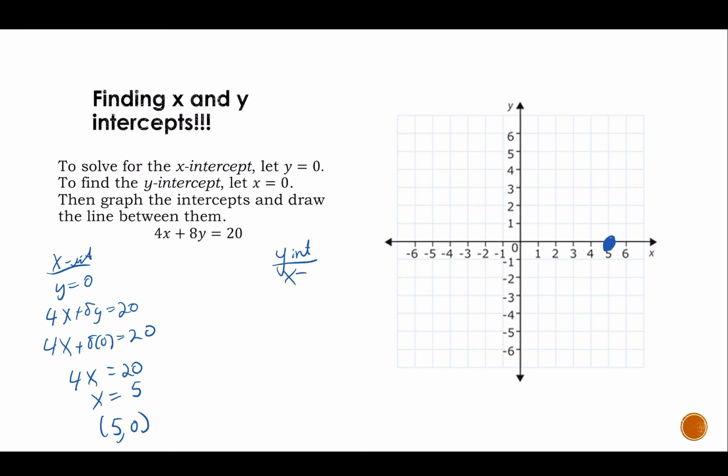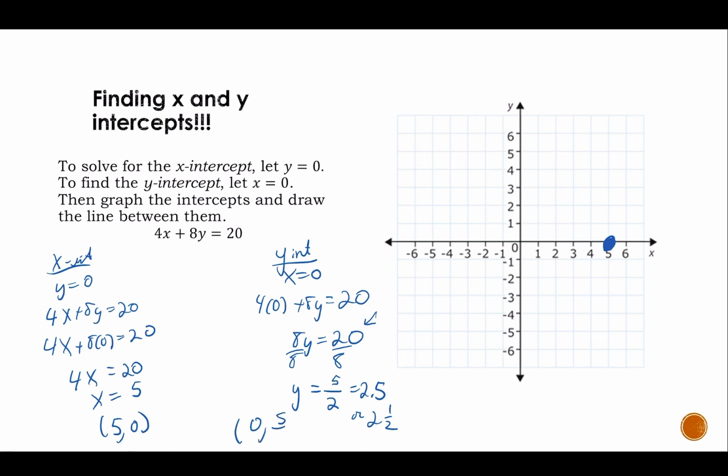Next, I can find my y-intercept. My y-intercept is when x equals 0. So I have 4 times 0 plus 8y is 20. 8y equals 20. Divide both sides by 8. Y equals, I can simplify this fraction because they're both divisible by 4. So I get 5 halves, which is 2.5, right? So I have the ordered pair when x is 0, y is 5 halves, and I can graph that right about there, 2.5. So I can connect those 2 points to graph my line on our coordinate plane.